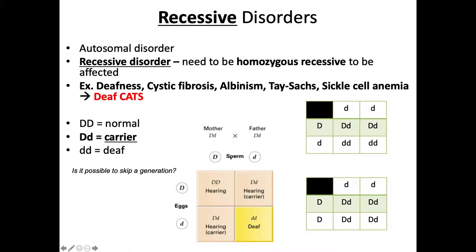So here, take for example, what happens if two carriers, two heterozygotes, were to mate with each other. So here's from the dad, from the mom, possible gamete, possible gamete, possible gamete, possible gamete. Well, you'll have one homozygous dominant, two heterozygous, two carriers, and then a 25% chance that your child will be deaf. But you'll have a 75% chance that your child will be able to hear.